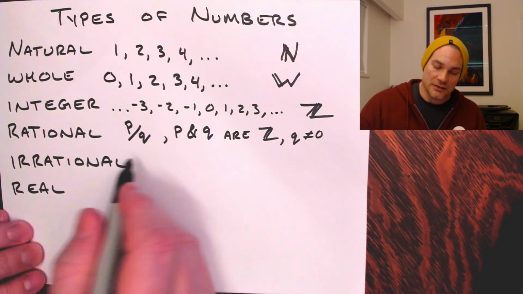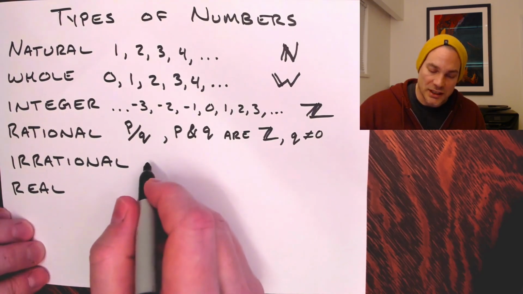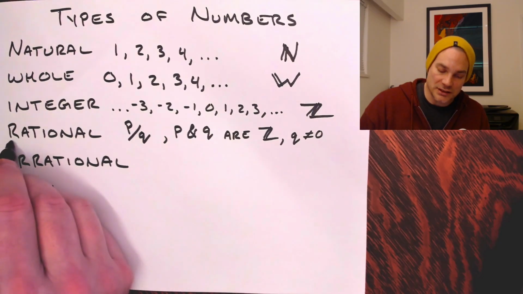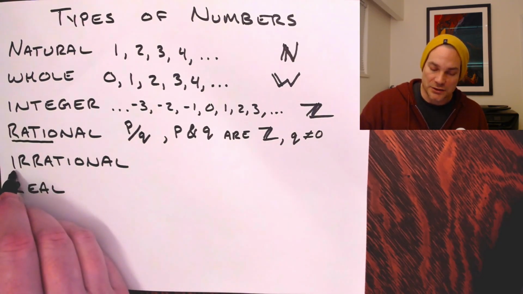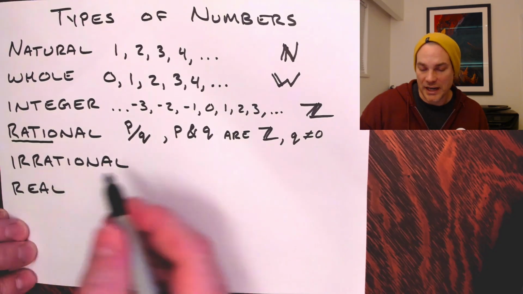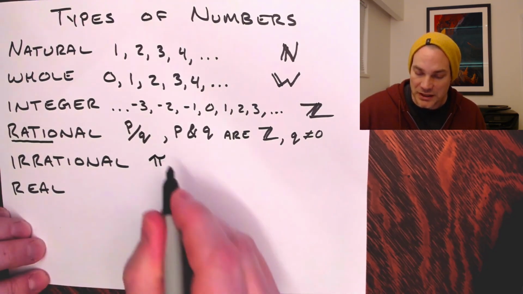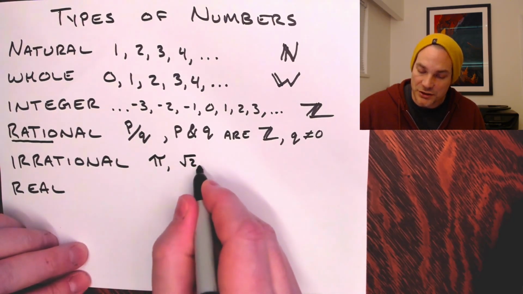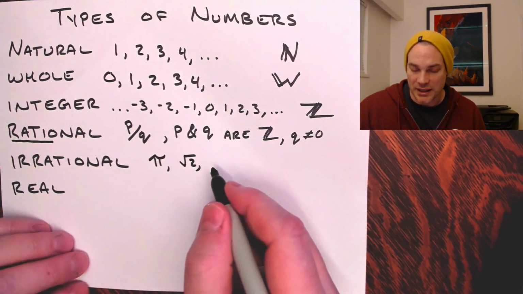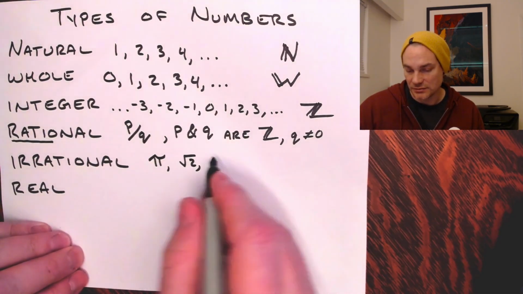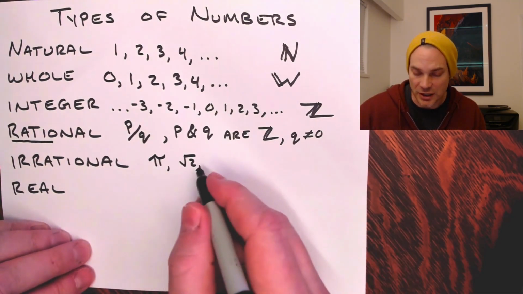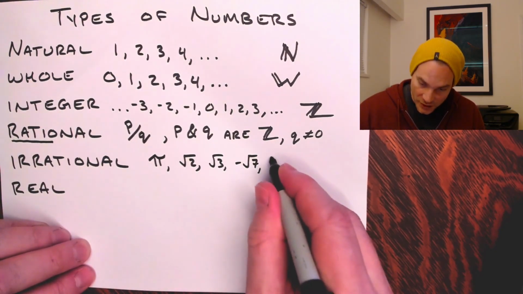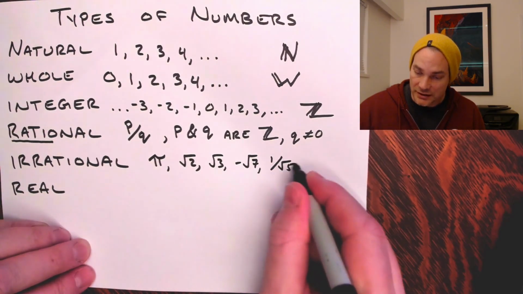And then we have the irrational numbers. So irrational numbers are numbers that can't be expressed as the ratio of two numbers. So the rational is the ratio, and irrational is something that can't be expressed as a ratio. So we have unique numbers. So pi, we have the root of 2. The root of any number that is not expressed as a ratio. So the root of 3, the negative root of 7, 1 over root 5.